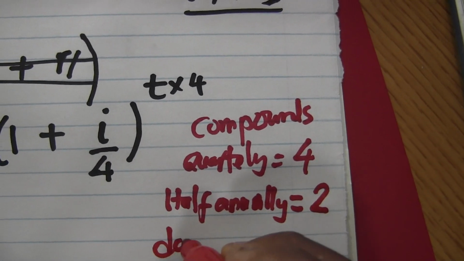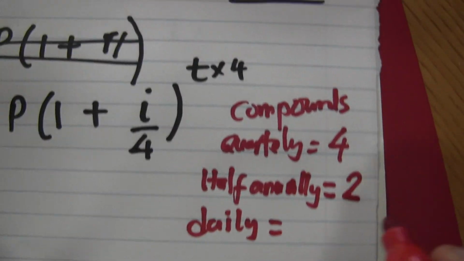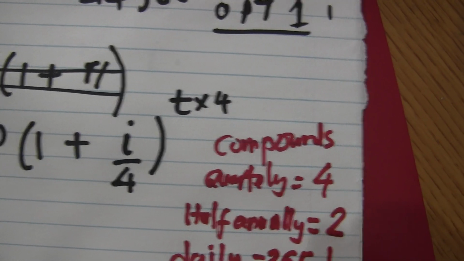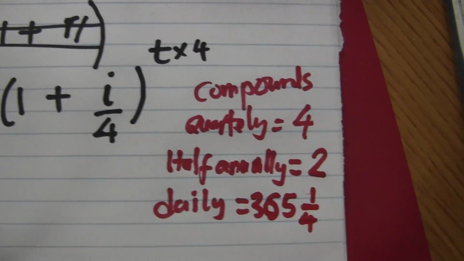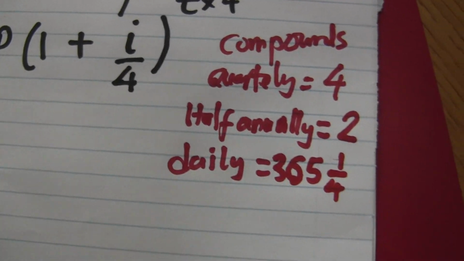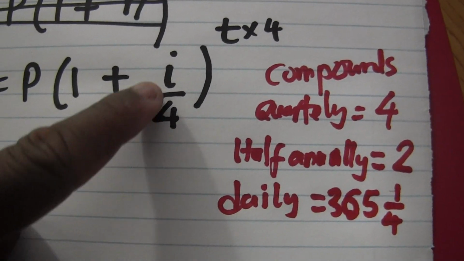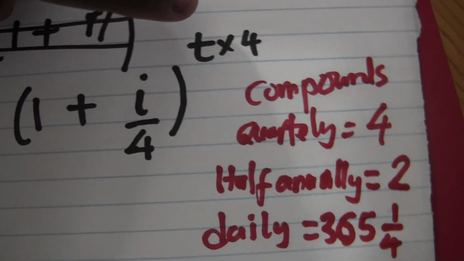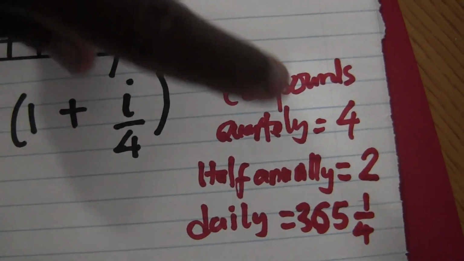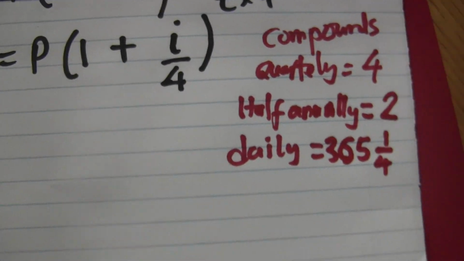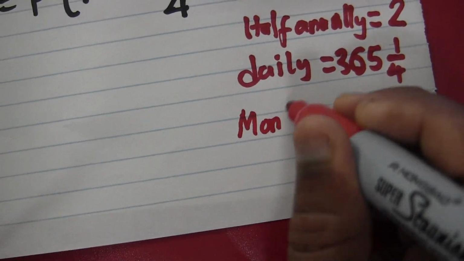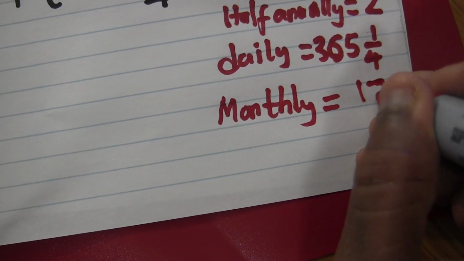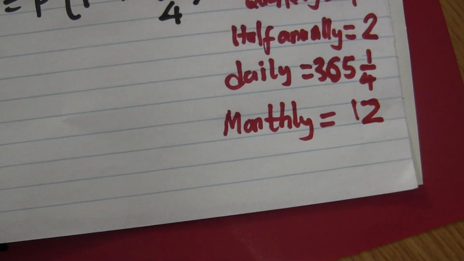Okay, if they say daily, how many days do you have in 1 year? If it was compounded daily, you have 365 and a quarter days in 1 year. So here, I put the interest rate I over 365 and a quarter, and there I take my time, whichever time they give, multiplied by 365 and a quarter, if it was compounded daily. And if it was compounded monthly, you write 12 because there are 12 months in 1 year. So whatever they ask, just say, okay, how many of those are in 1 year?